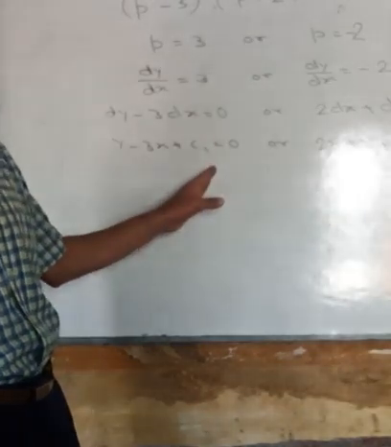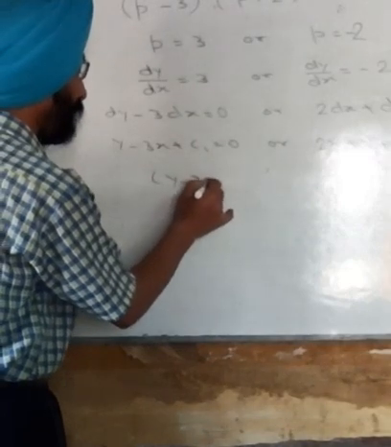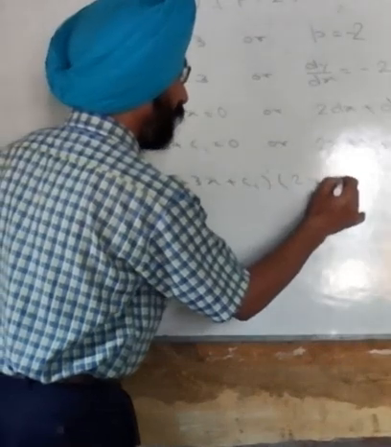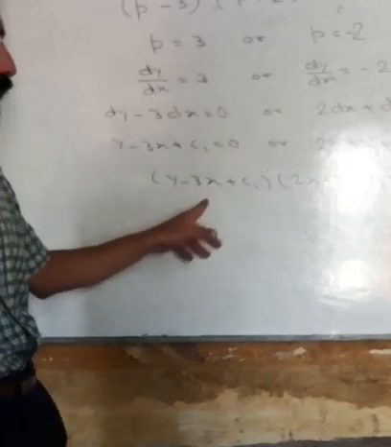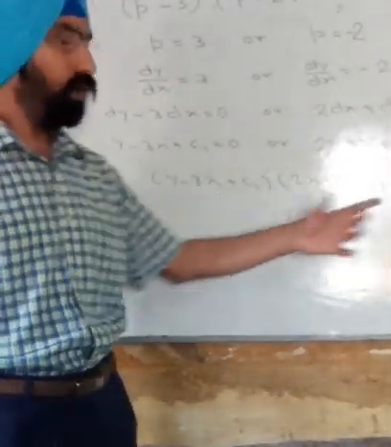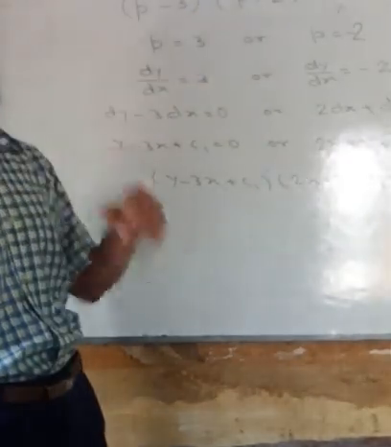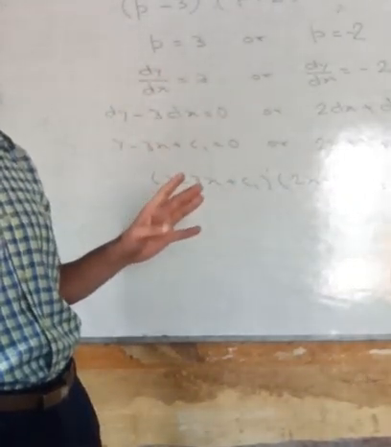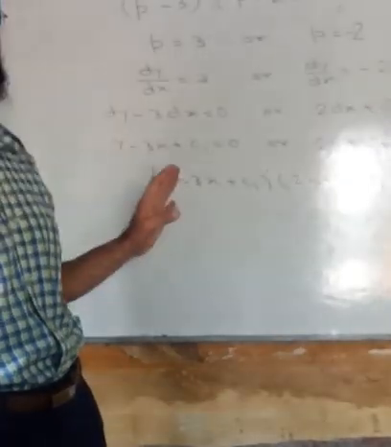If this is true, then the product of these two, (y minus 3x plus c1) and (2x plus y plus c2) will be 0. If this is 0, then the product will be 0. If this is 0, then also the product will be 0. So this equation will give you the final solution of the given differential equation if the equation is solvable for p. Even if the differential equation contains x or y, can be solved in this way.